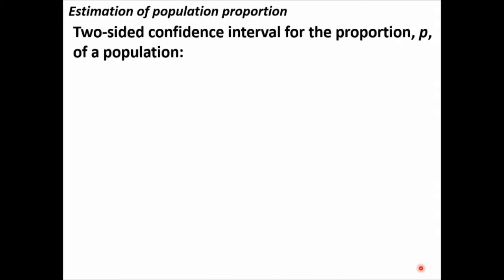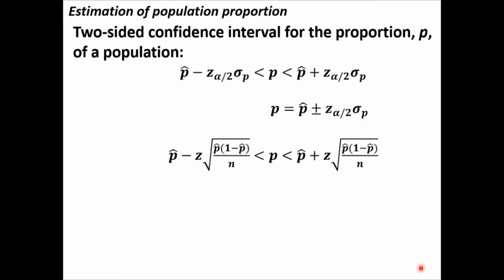If we're talking about a two-sided confidence interval, we can easily use this formula here to express our confidence interval. This is P, the population proportion. This is P hat, the sample estimate of the proportion.